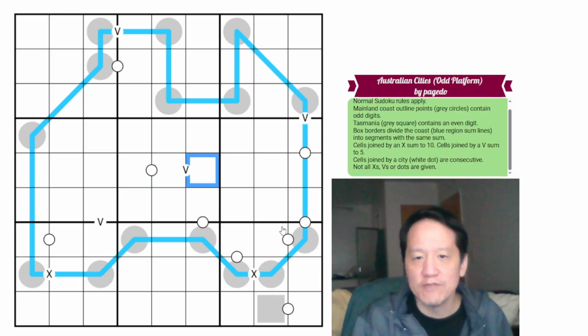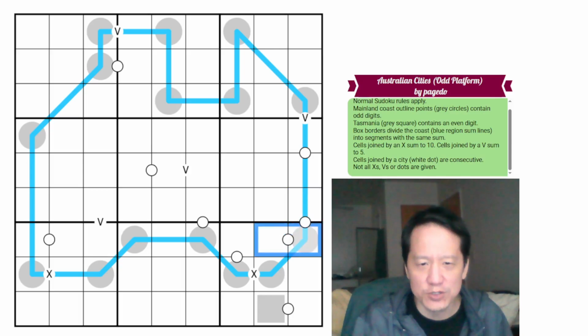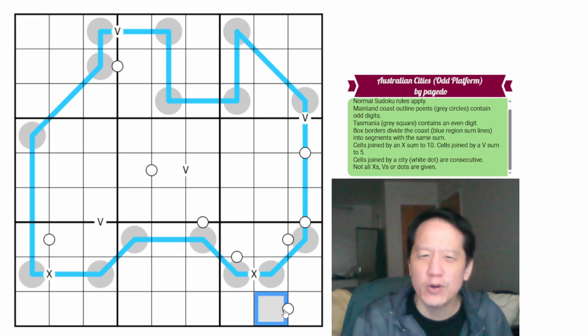We also have cells joined by a city. I guess these are the major cities in Australia. That's pretty cool. So these are all the major cities of Australia here too. I think Sydney is one of these two. I'm not sure which one. Melbourne, I believe, would be here. This is like Hobart or something like that.